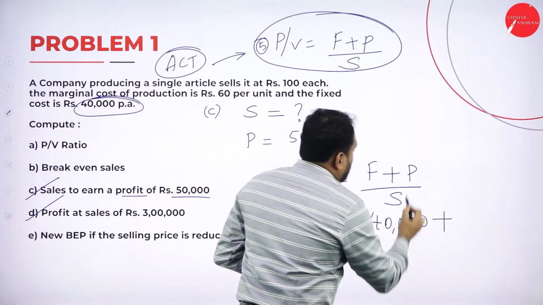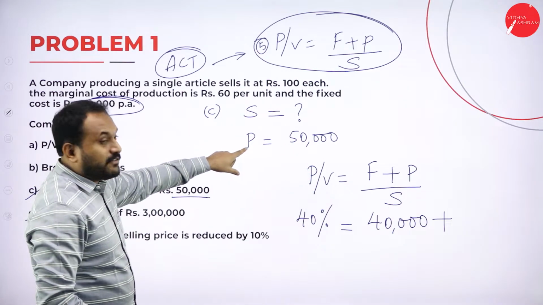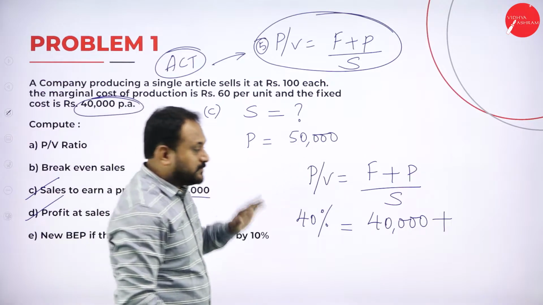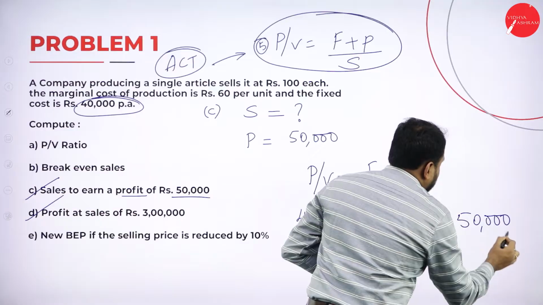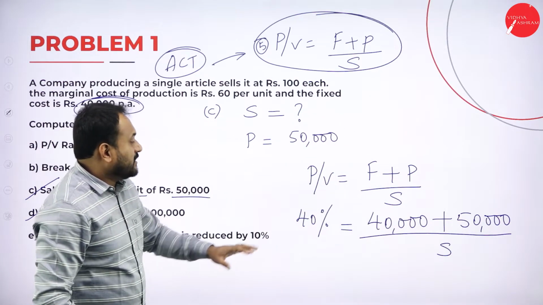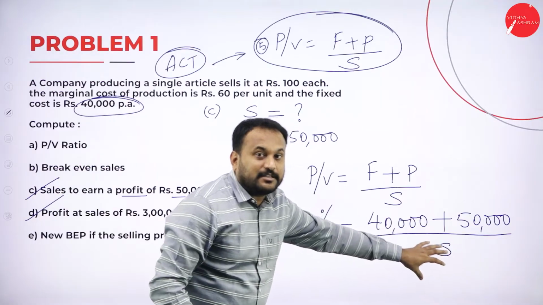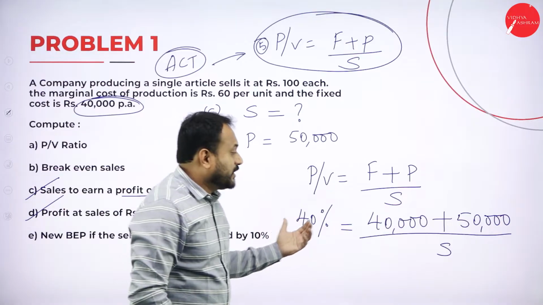40,000 plus. What is the profit in this question C? They have given profit is 50,000. So when profit is 50,000, what is the sales is what they are asking me. Now for sales, I'll move sales to the left hand, and whatever is in the 40% in the left hand, I'll move it to the right hand.